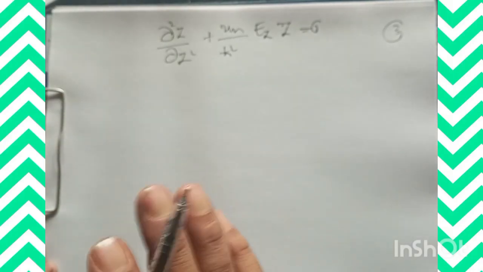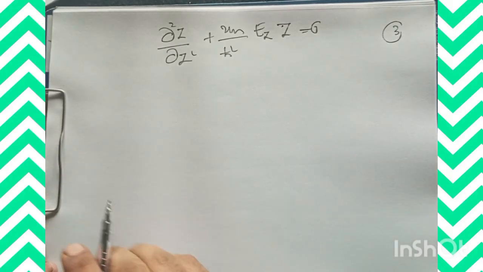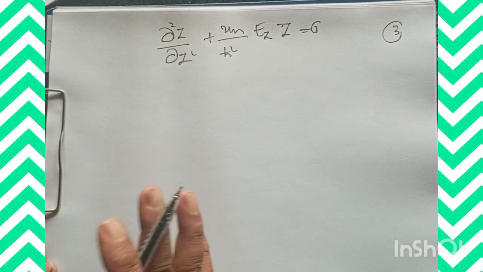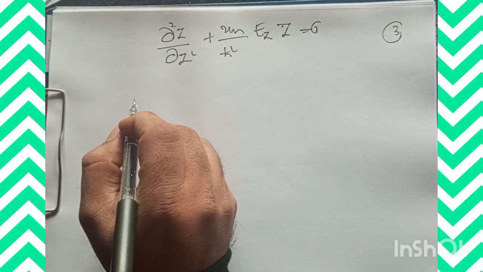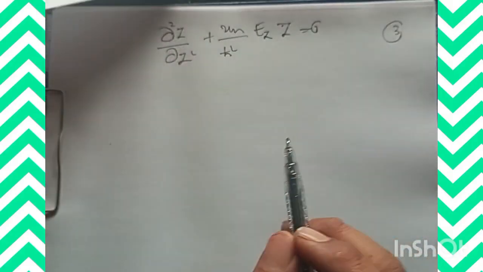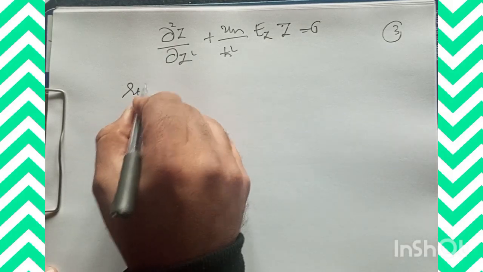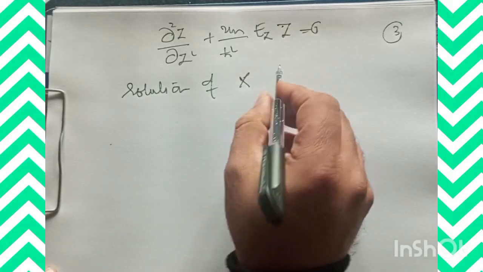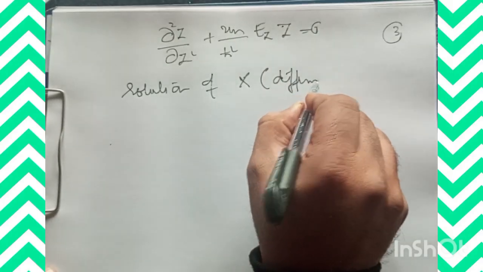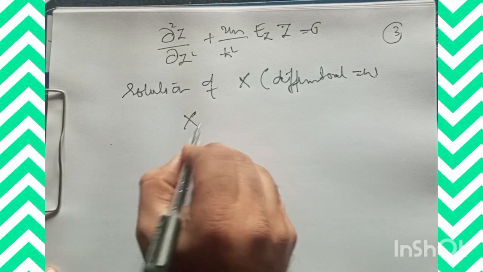Okay, so these three equations, one in terms of x, another in terms of y, another in terms of z, have the general solution. So if I take the case of the equation along x, I would like to write the solution for this differential equation. What will be its solution?